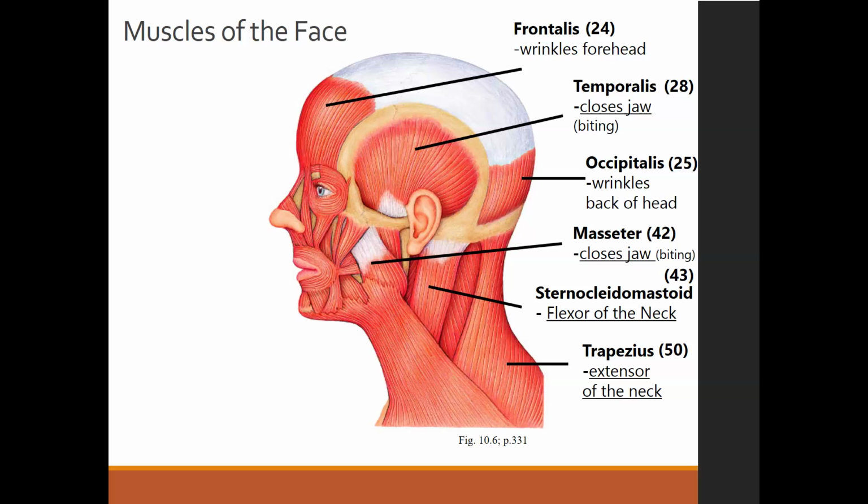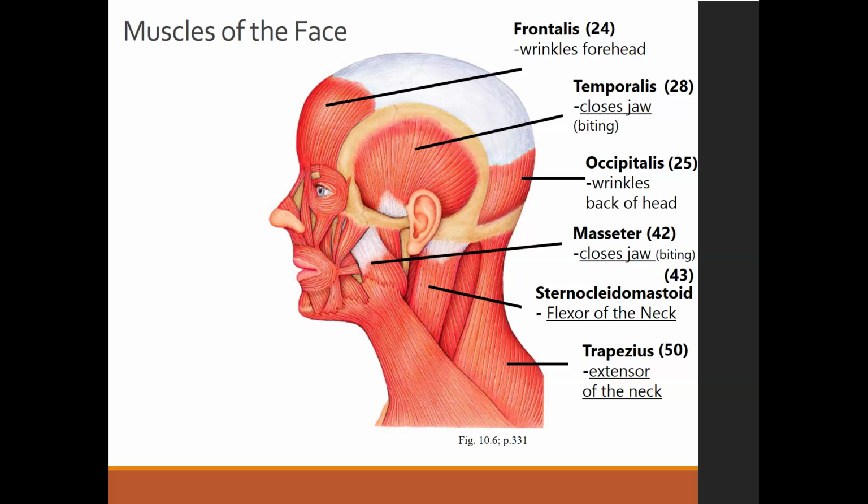Then we got these two. The SCM, the sternocleidomastoid, that's the full name. And then the trapezius. Trapezius is the easiest one. It's the back of the neck. So if you do this, this is what you're feeling, the trapezius. There are many, many muscles underneath the trapezius that are closer to the neck bones, yes. But this is the one that basically covers your neck and shoulders.